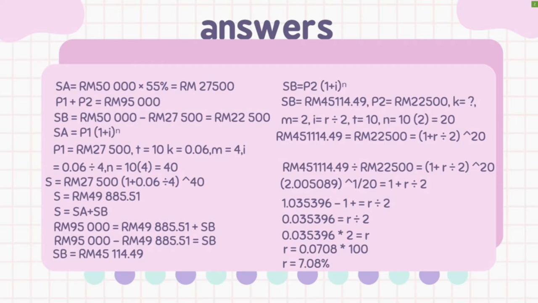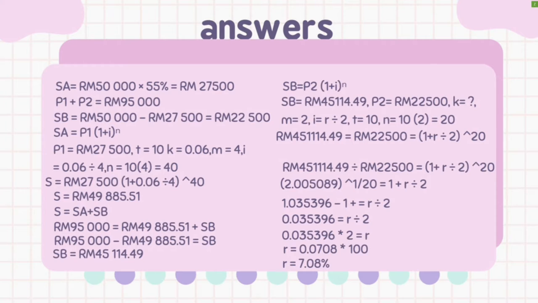Next, we need to use the formula future value, S equals P(1 plus i) to the power of n, so that we can know the answer for scheme A. 27,500, T years equals 10, K 6% or 0.06, compounded monthly, and replace it, we will get 49,885 ringgit and 51 cents. Since we already get the answer for scheme A, we need to subtract it from 95,000 ringgit to get the scheme B total money, which will be 45,114 ringgit 49 cents.